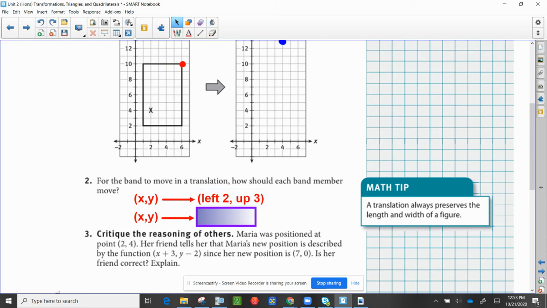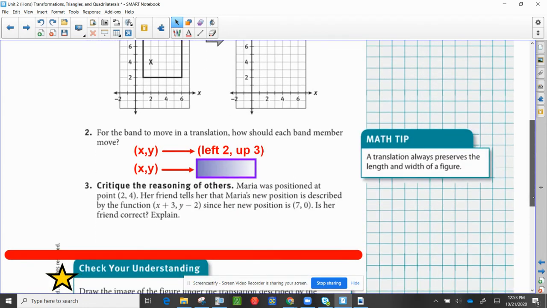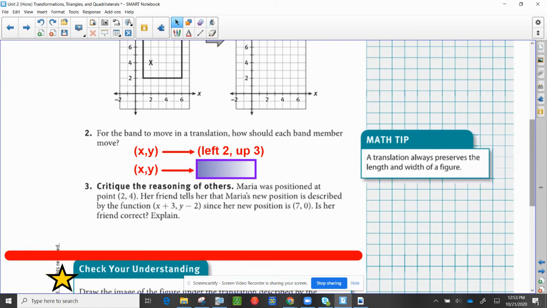Okay. Well, hopefully you read that as we're going left 2, and then we're also going to go up 3. So this point here, it's going left 2 and up 3. That's how we get to that 4, 13. So if we had to write that as a function, I don't know if your book asked us to do that or not, but I figured why not.